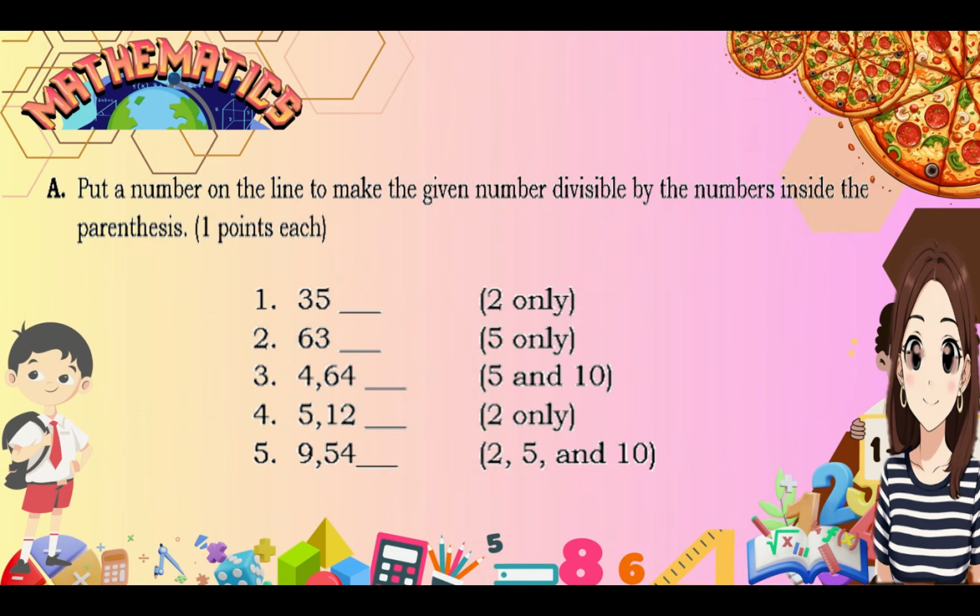Now for your activity, put a number on the line to make the given number divisible by the numbers inside the parentheses. So you can put any number in this line in order for this number to be divisible by the number inside the parentheses.